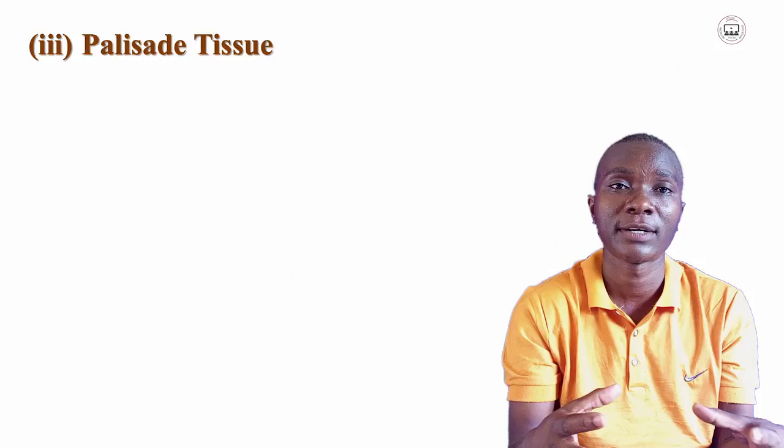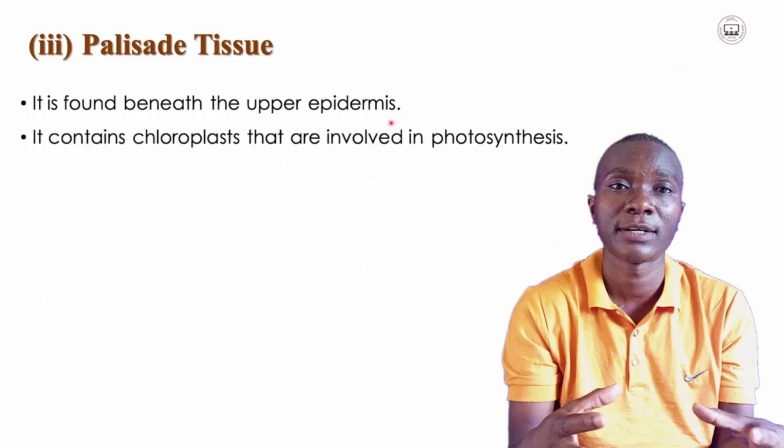The other part is the palisade tissue. So we have the cuticle, we have the upper epidermis, and below there we have the palisade tissue. So what is it all about? It is found beneath the upper epidermis. It contains chloroplasts that are involved in photosynthesis. So you can look in the internal parts of the leaf where there is a palisade. You observe that there are a lot of chloroplasts in those palisade tissues.